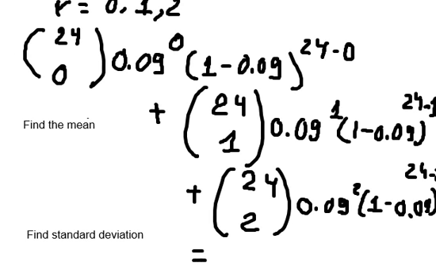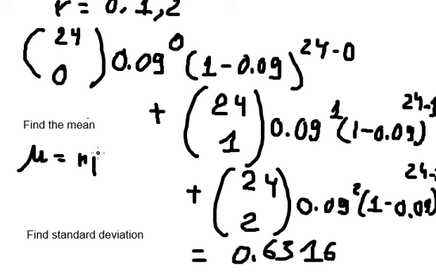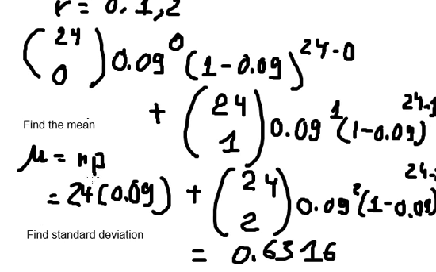And this one we have 316, and that is the answer. The next one, we need to find the mean. The mean of this one should be n multiplied by p. So n, we just have 24 students. P, that's it, about 0.09. So this one we calculate, and we have 2.16.